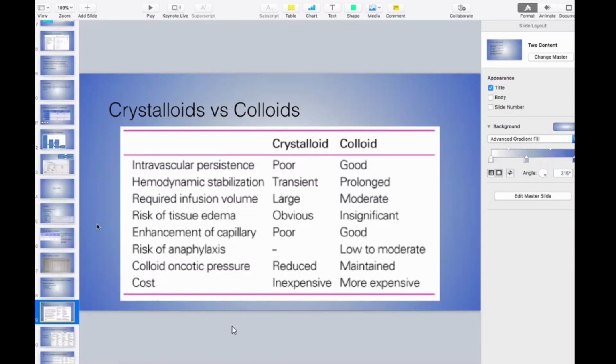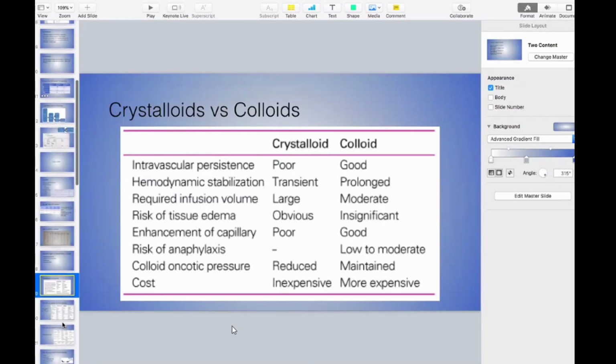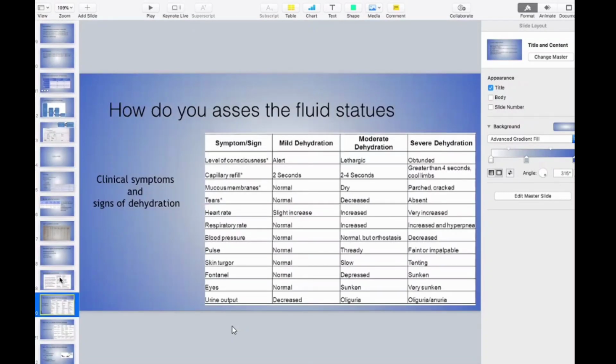The second one is how fast you are going to give it, and how long you are going to give this fluid. It will depend on your clinical assessment.